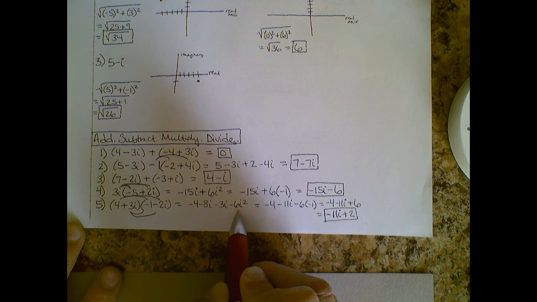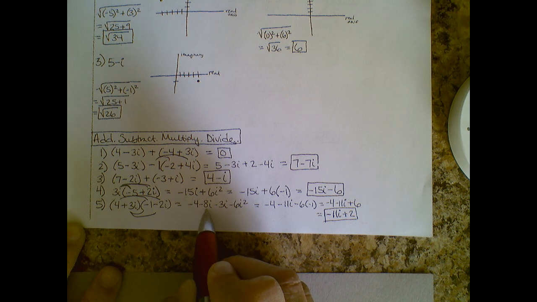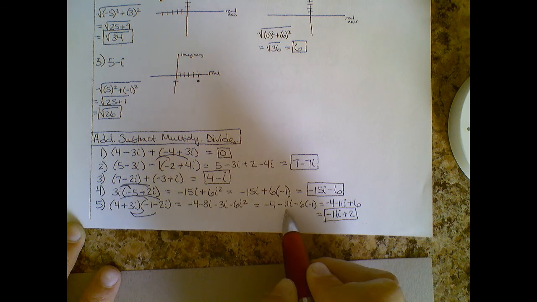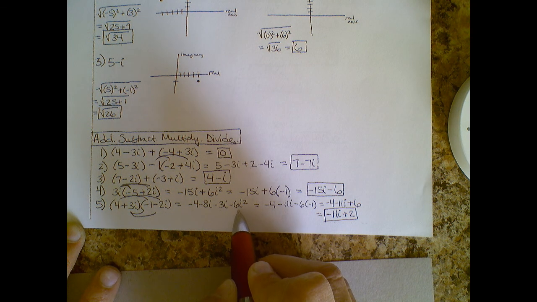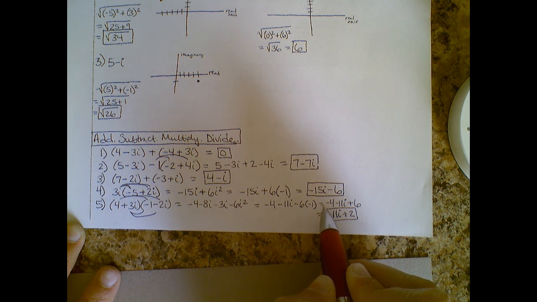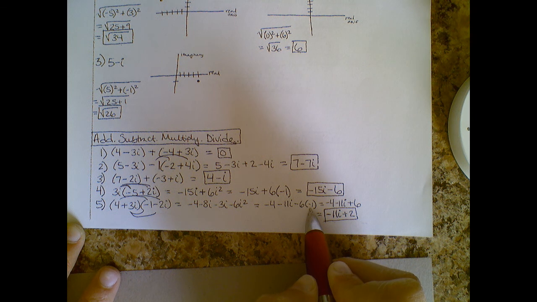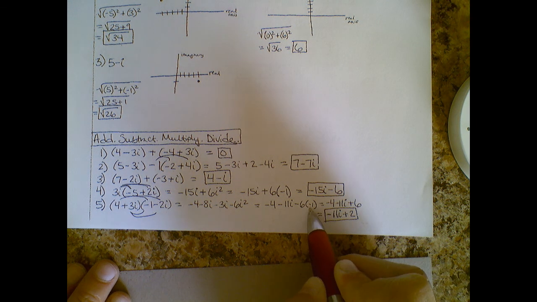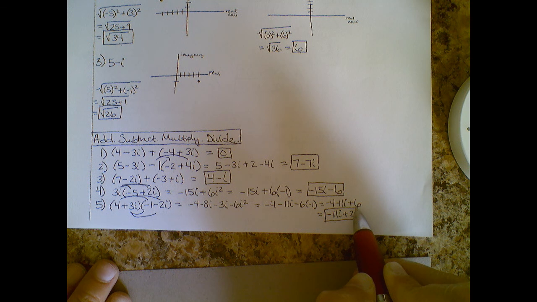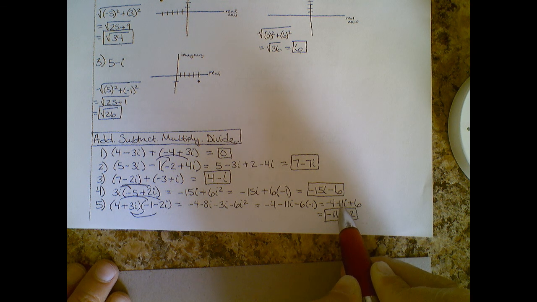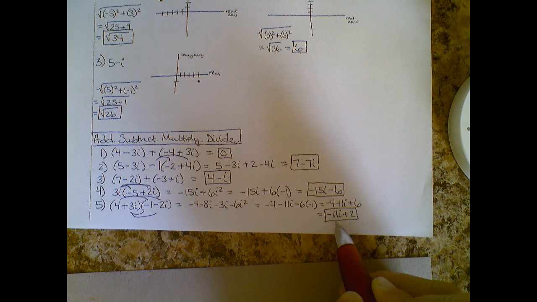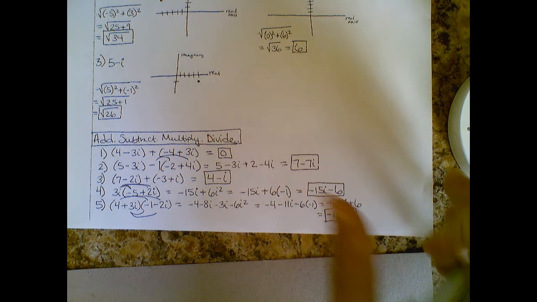I combine my like terms. So I have negative 8i minus 3i is negative 11i. And then this i squared equals negative 1. So I can plug in negative 1 for my i squared. And then I keep simplifying. So negative 6 times negative 1 is plus 6. Combine my like terms. So negative 4 plus 6 is 2. And then that negative 11i, I just leave it. These are no longer like terms, so that would be my final answer.